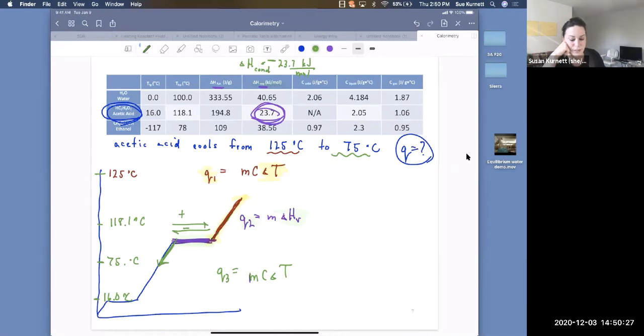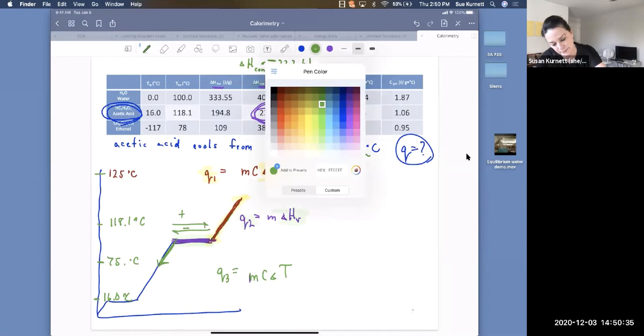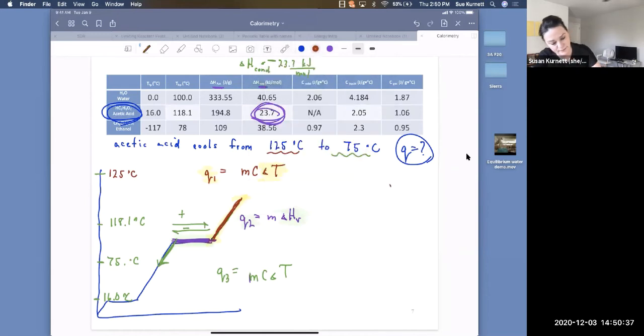Okay, I'm going to try to squeeze all of this on the same page, and you can do the same. Oh, I didn't give you a number of grams. How about we just do 20 grams to 2 sig figs.